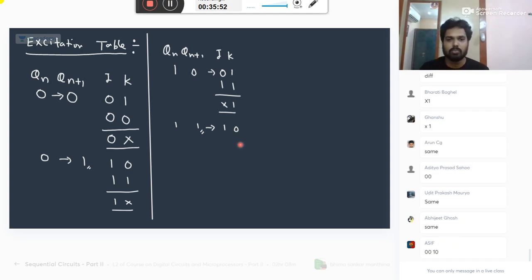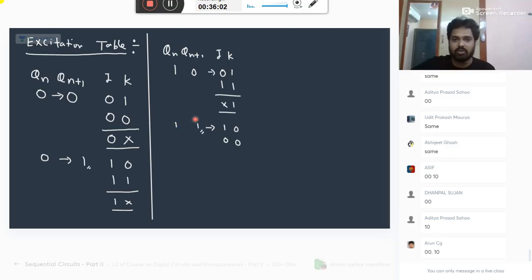And another case is both are same. Both are same means you can give 0 0 also. What is the meaning of both are same, sir? Present I have 1. Next I want 1. I want to change my output from 1 to another 1. Then what are the inputs to be given? If 1 to 1, no need to give anything. Give it 0 0 also, it will work. So for that you can say it is a cross 0.